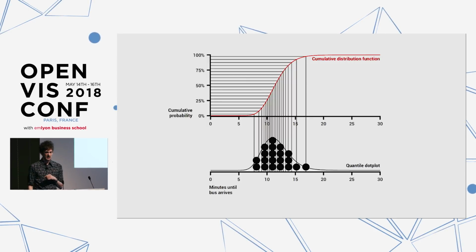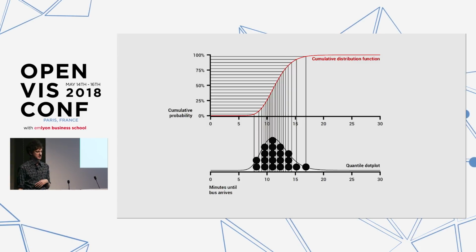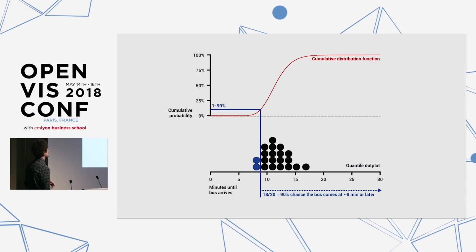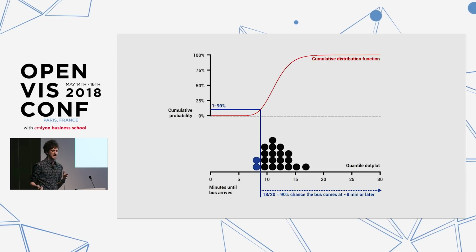But if you want to do interval estimation, which really matters here because what I actually want to know is, say, if I show up 8 minutes from now, what's the probability I catch the bus? Well, there's 20 dots, and I just count up how many dots are on one side of that line. I will miss 2 of those dots, or I will get 18 out of 20 of those hypothetical dots, which means I have a 90% chance of getting the bus if I show up 8 minutes from now.